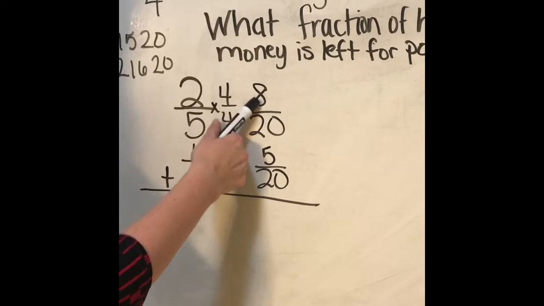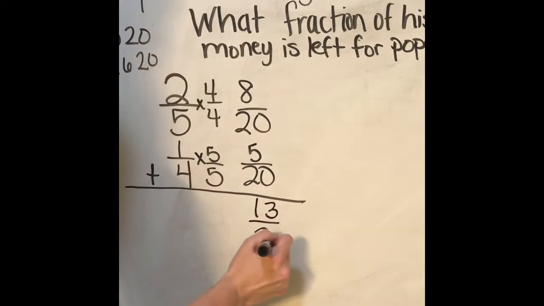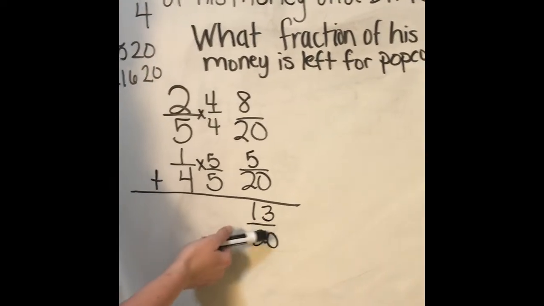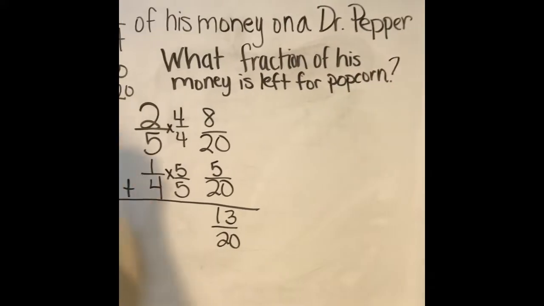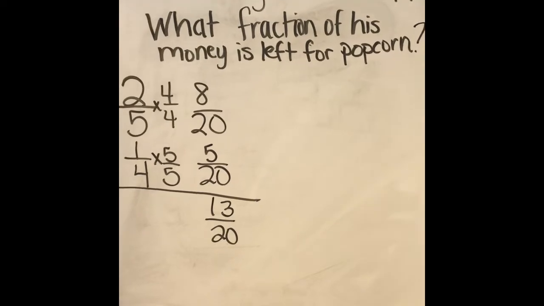So now 8/20ths plus 5/20ths gives me 13/20ths. So Michael has spent 13/20ths of his money on streaming the movie and the Dr. Pepper. So the last part, we want to find out what fraction of his money is left for popcorn.